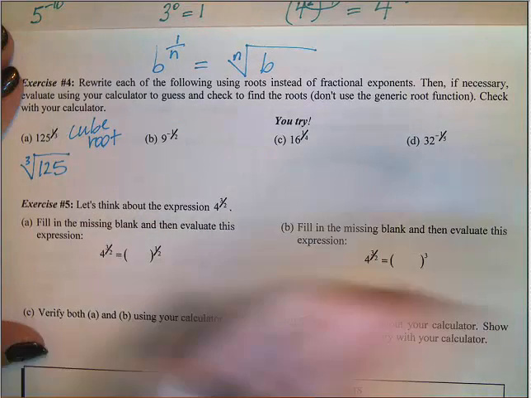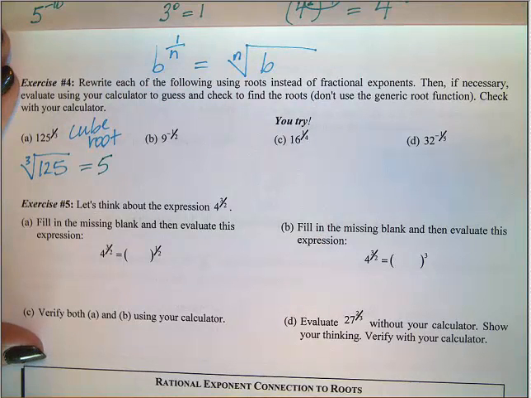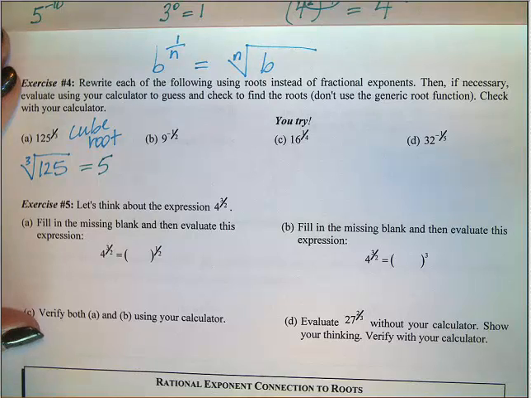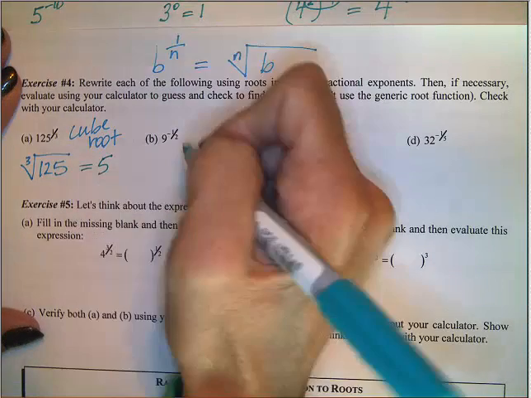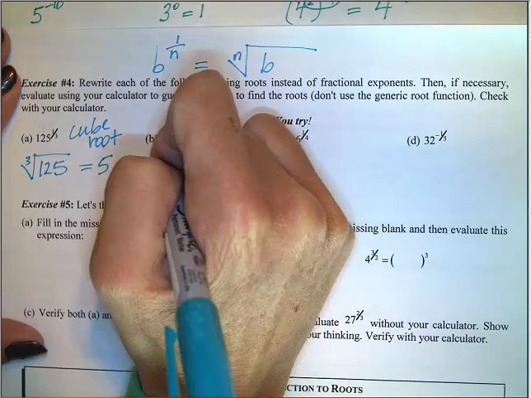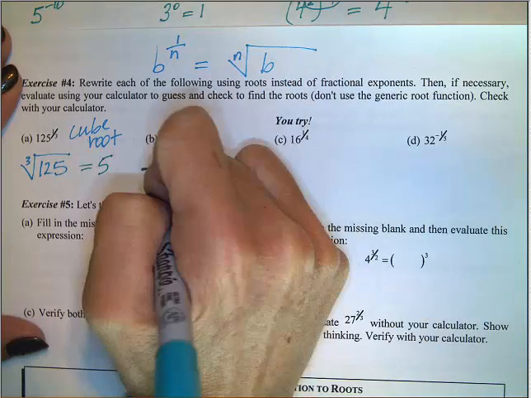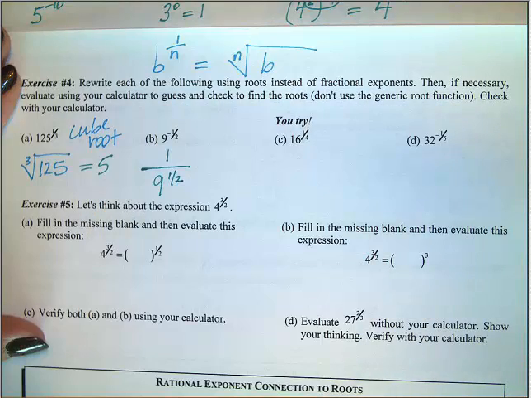So the cube root of 125, or 125 to the 1/3, is 5. So in part B, we have 9 to the negative 1/2. Let's first deal with the negative. So we have 1 over 9 to the 1/2. Can't have negative exponents. We have to make them positive.